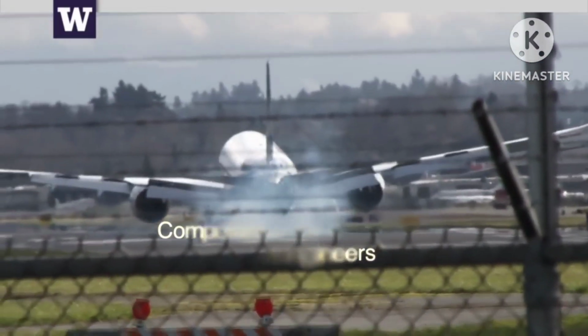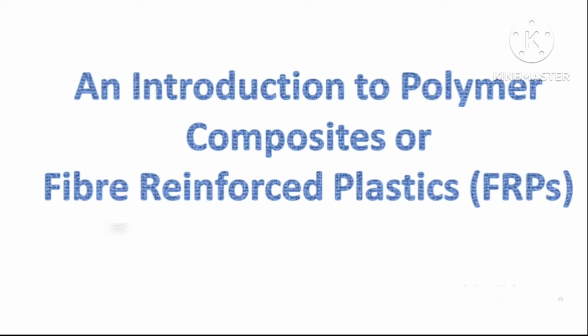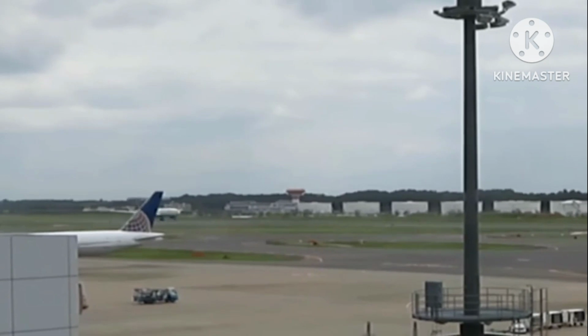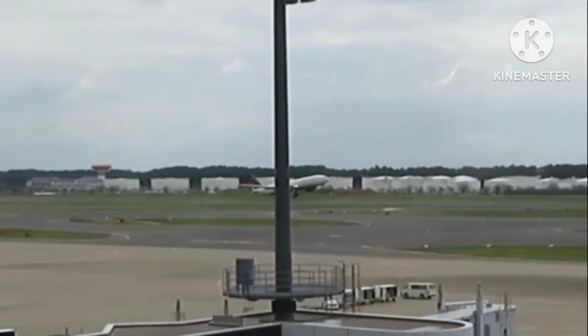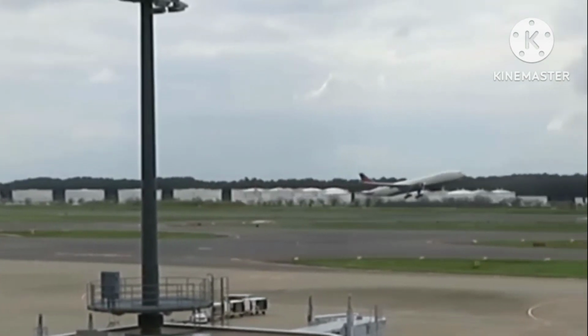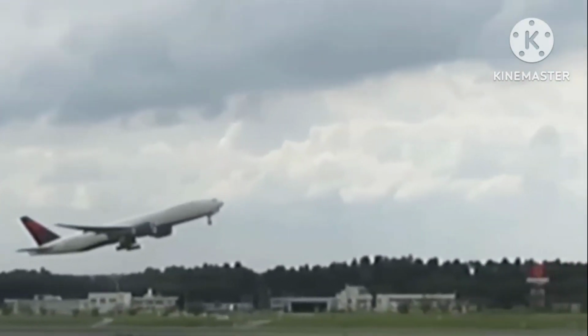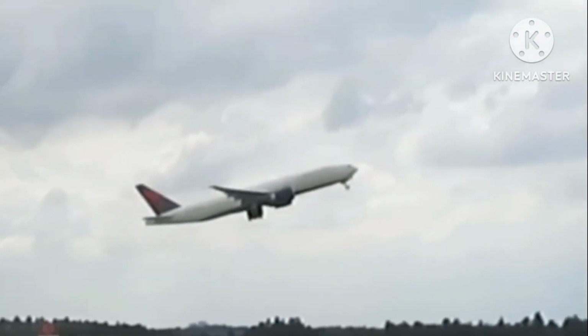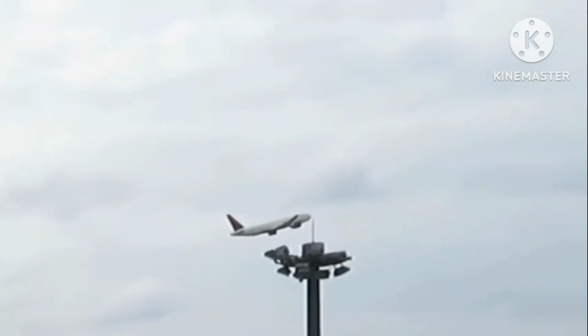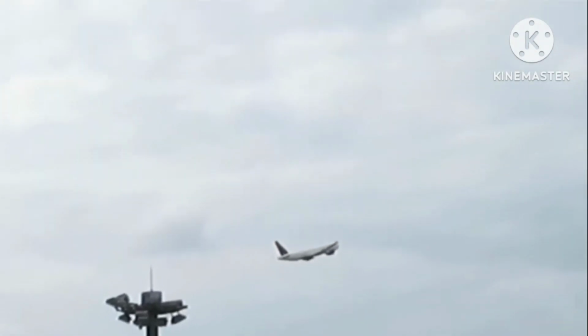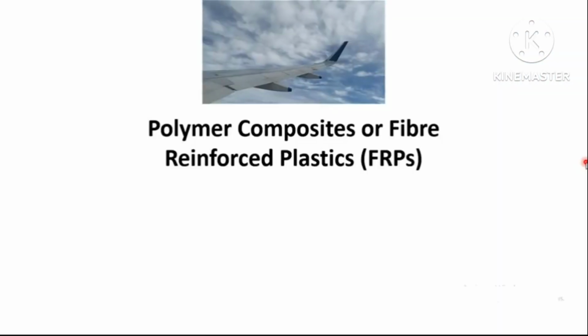Let's get started. Polymer composites, or fiber-reinforced plastics as they are commonly known, are a new class of advanced materials which are different in many aspects from the traditional materials such as metals, ceramics, or plastics. They are made in such a way that they provide extremely high strength with sufficient stiffness and toughness with light weight. This combination of properties offers great advantage in mechanical design.